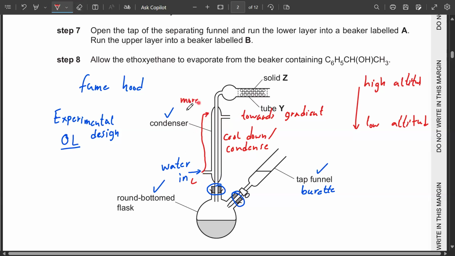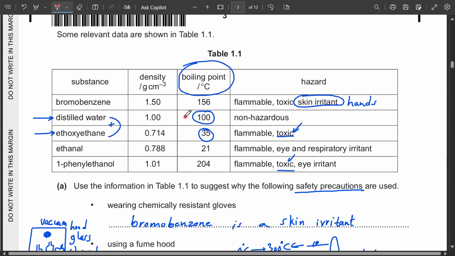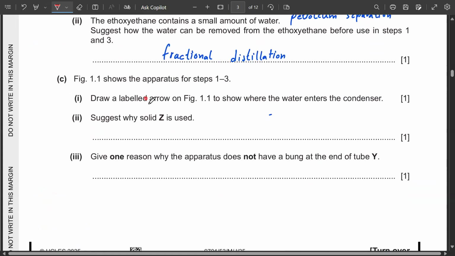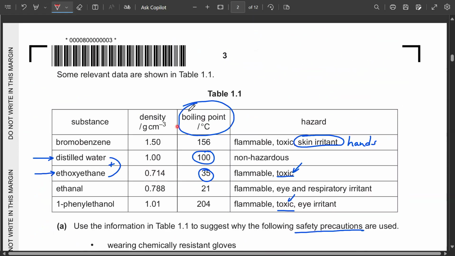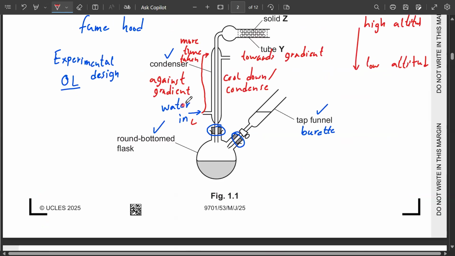Yeah. More time is taken when it moves from downward to upward. This is called moving against the gradient. The movement of water is against the gradient, and it takes more time to come out from this outlet. So that's why we put the water in from the lower point. The question asks you to draw the labeled arrow, so I have put the arrow along with the label water in.